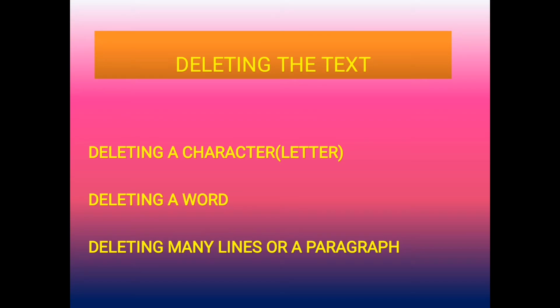Next, how will you delete the text? There are three types of deletion: deleting a character, deleting a word, and deleting many lines or a paragraph. You are able to delete a character. Before you delete, what do you have to do? You have to select a text or a character. Before you delete the text, letter, word, paragraph or a line, first you must select the line, letter or word which you want to delete.